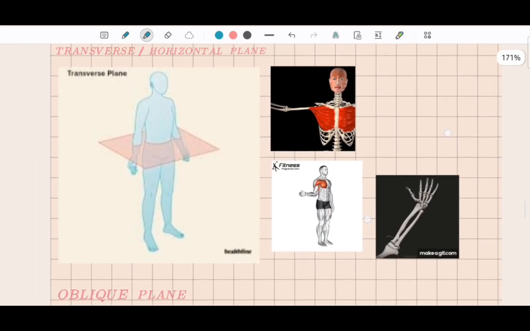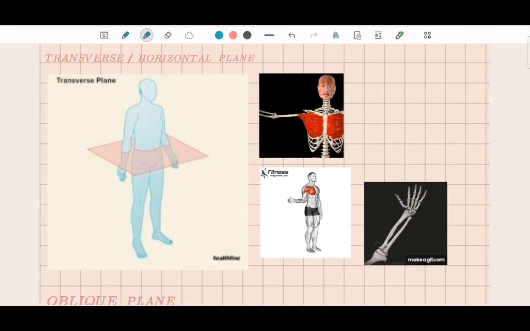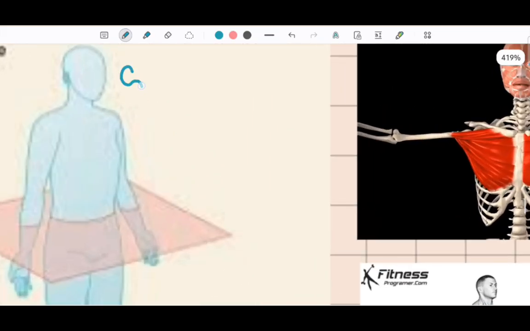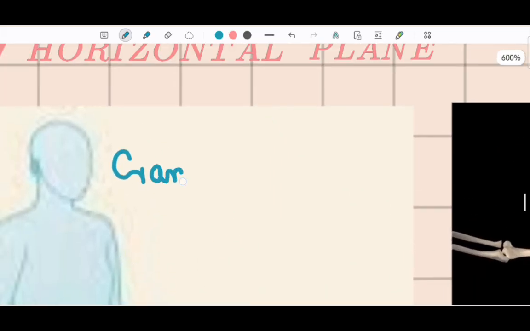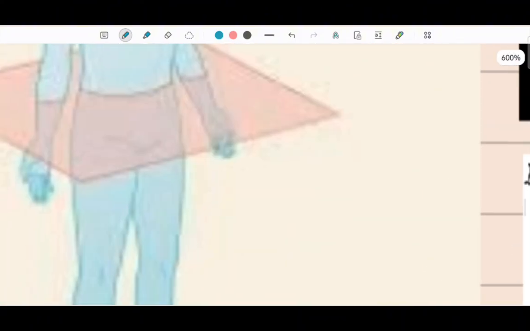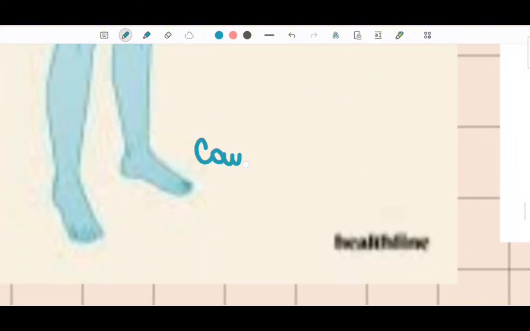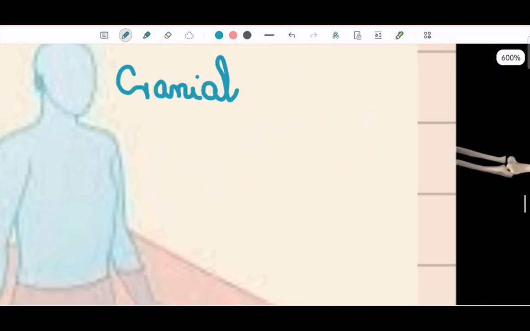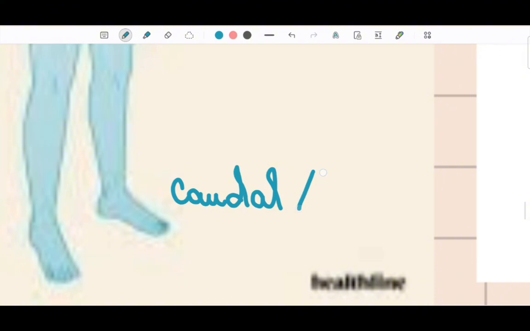Now this is our last plane, not the last, we have one more plane left, but that's not that important. That is the transverse or the horizontal plane. The transverse plane divides the body into the top and the bottom, or the cranial and the caudal parts. That's your cranial part, that is towards your brain, and the caudal is called the tail, that is the downward part. You can also call it the top or the bottom part. So it's basically dividing your body into top or bottom, cranial or caudal components.